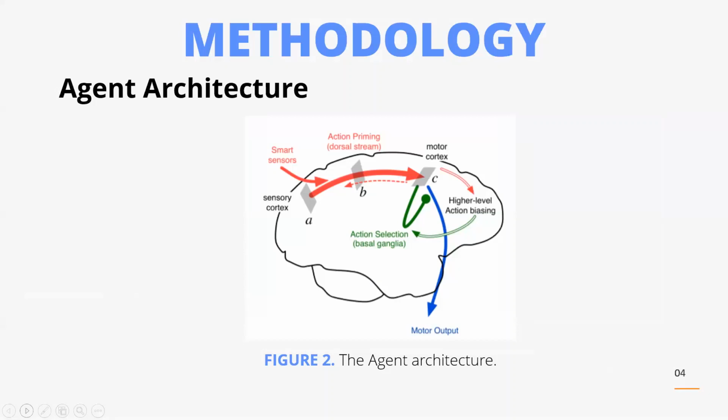In the human brain, the action priming stream occurs in the dorsal region of the cortex. Here in the figure, the sensory cortex is represented with A and the motor cortex with C. The dashed arrow is used to show that the human sensory motor pathway is not unidirectional. In the human brain, the information is compressed and expanded by convergence and divergence in the neural pathways.